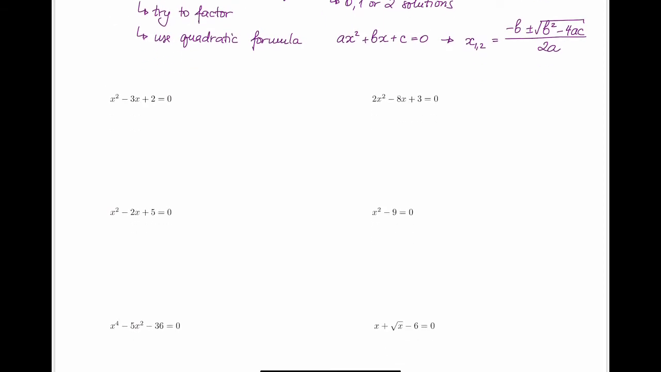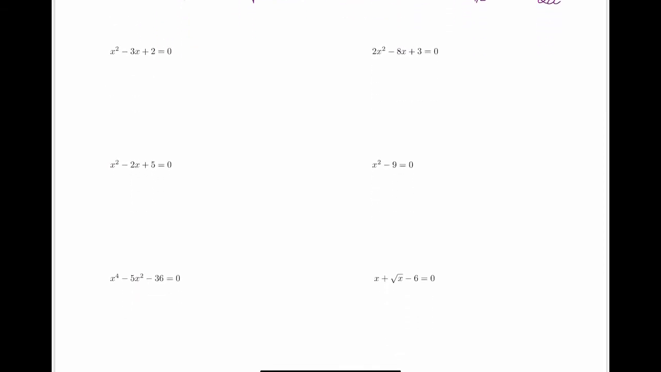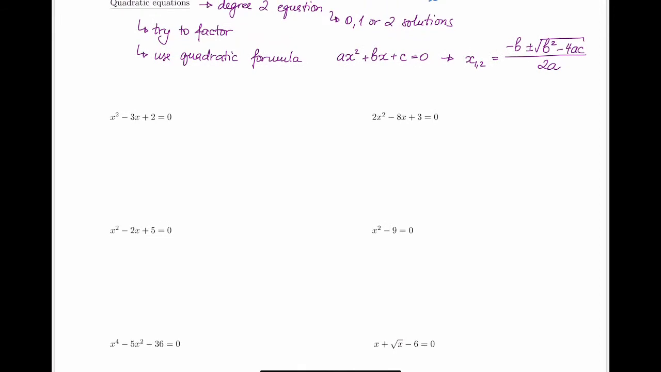Okay, so let's take a look at the variety of quadratic equations and see what methods we can use and how they will work. Once again, trying to factor is probably going to be your first go-to method, because that will probably be the fastest way to approach it. So let's take a look here. This is a quadratic equation because the highest degree I see is 2. So I'm going to try to factor it first of all.